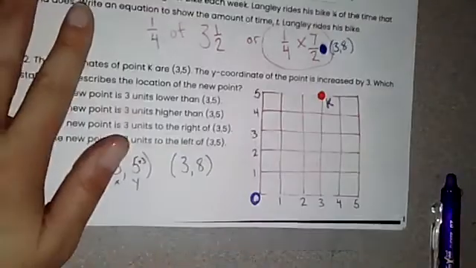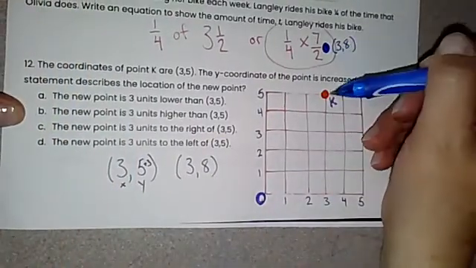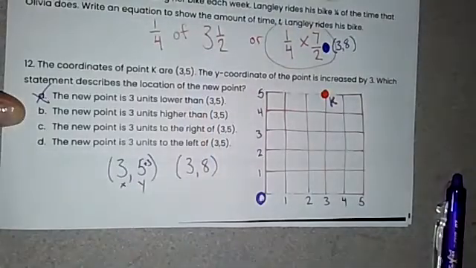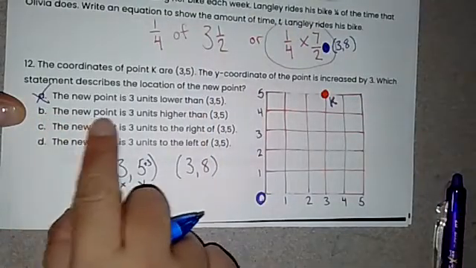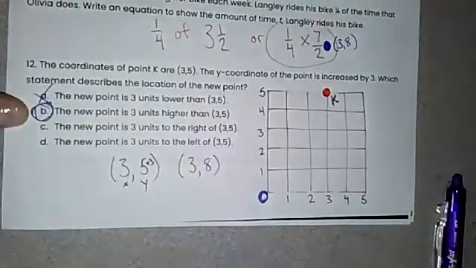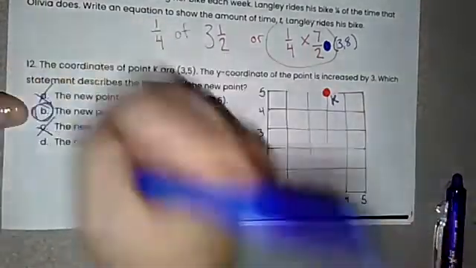So it says, is the new point 3 units lower than K? No, it's way high up in the air. Is the new point 3 units higher than this one? Yeah. Totally. Is the new point left? No. Is it right? No.